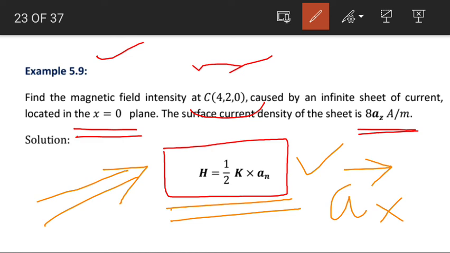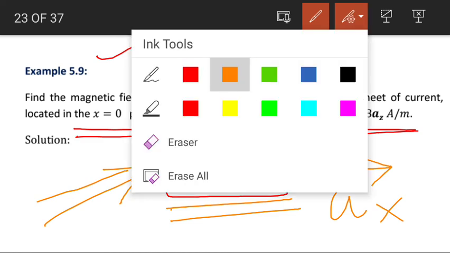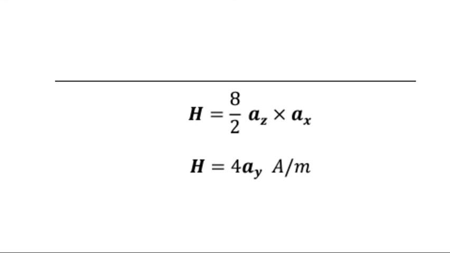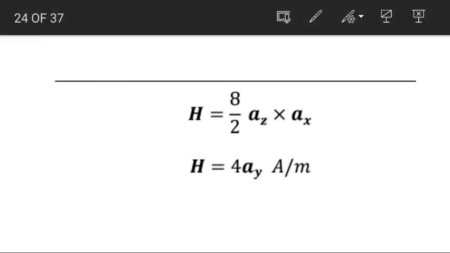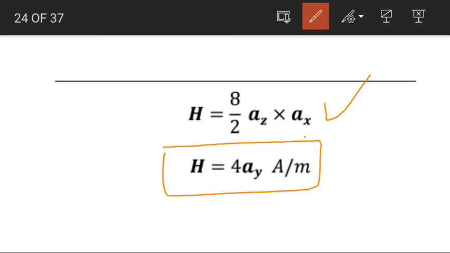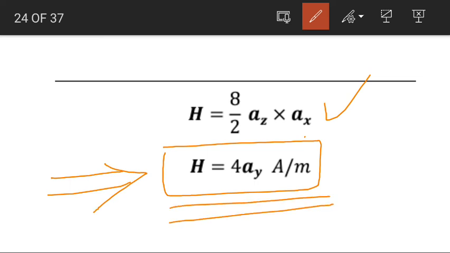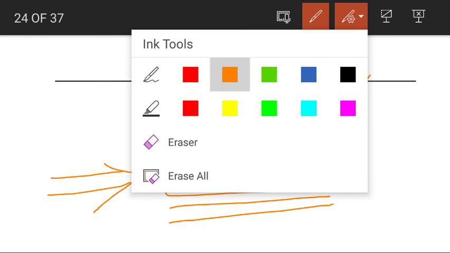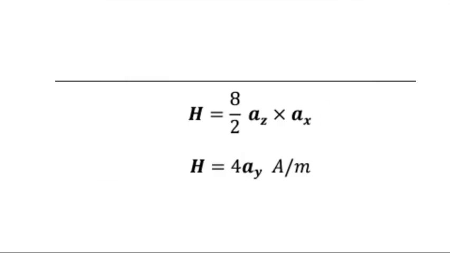So let us put the values on the right hand side of this equation. You see K is 8 az, so the magnetic field intensity will be equal to 1 over 2 times 8 az, cross an, which is ax. We simplify this equation, and the magnetic field intensity at the point under observation is 4 ay ampere per meter. We do the last numerical question of this particular chapter.